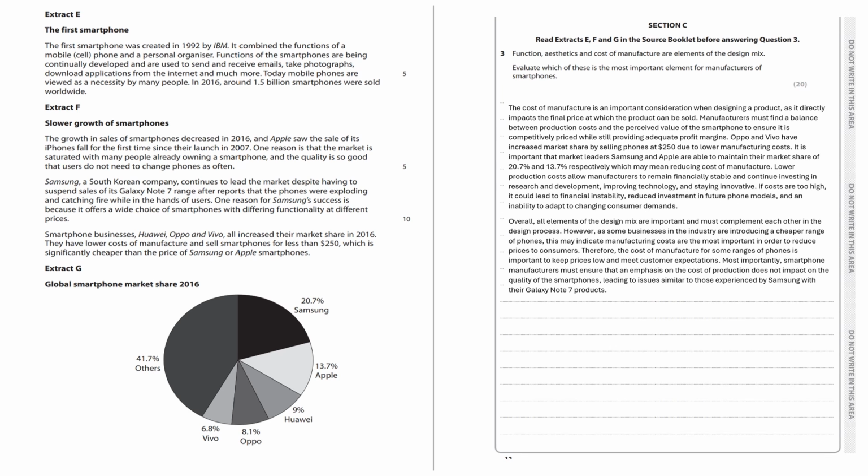The cost of manufacture is an important consideration when designing a product, as it directly impacts the final price at which the product can be sold. Manufacturers must find a balance between production costs and the perceived value of the smartphone to ensure it is competitively priced while still providing adequate profit margins. Oppo and Vivo have increased market share by selling phones at $250 due to lower manufacturing costs.